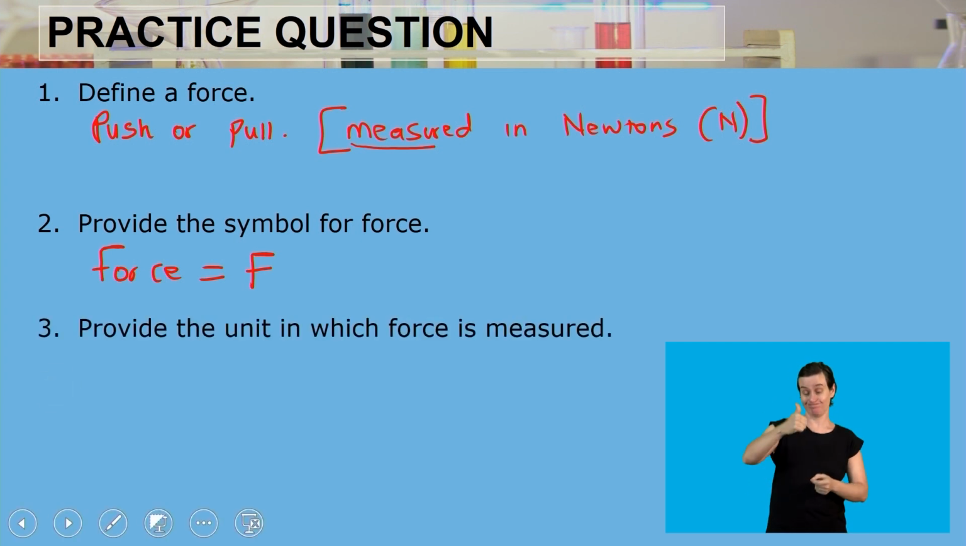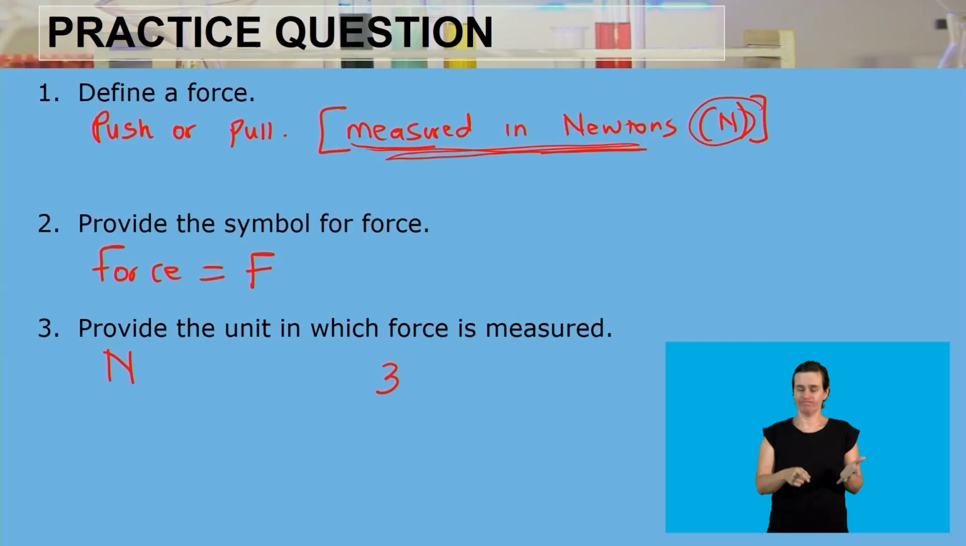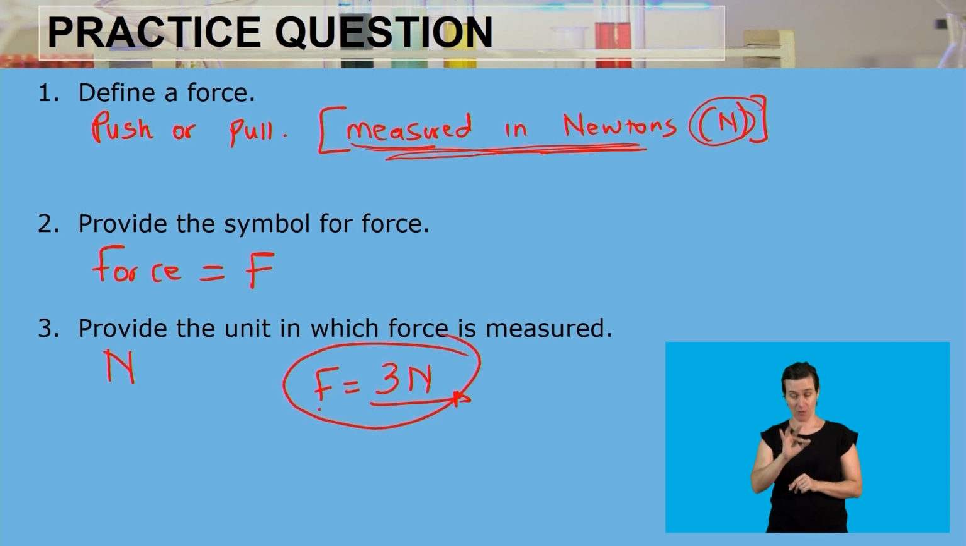Now question 3. We need to now provide the unit in which force is measured, and we've already answered that question because we did say that force is measured in newtons, which is the capital letter N. So provide the unit in which force is measured. That is going to be capital letter N. For instance, if you are given that there's a certain amount of force, assuming that the force is 3, you're not just going to write 3, but you're going to write 3 newtons. So this now is going to be force. So you'll say F, capital letter F, is equals to 3 newtons. Symbol for force, the magnitude of the force and the unit for force.